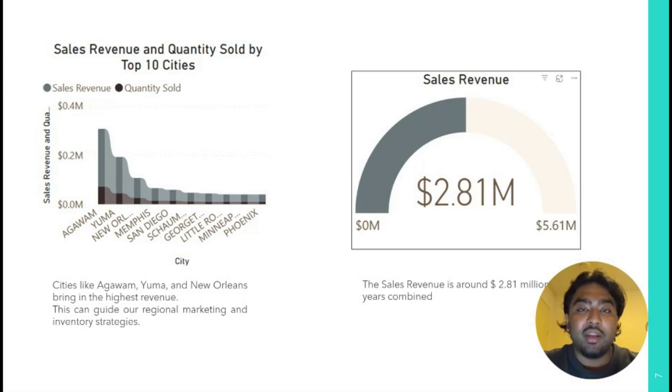In summary, this analysis gives us a clear idea of which products, regions, and stores are generating the most sales, helping us refine strategies. Thank you so much.